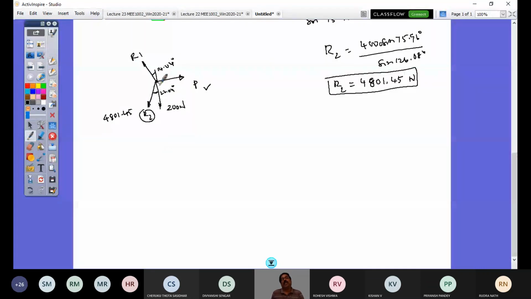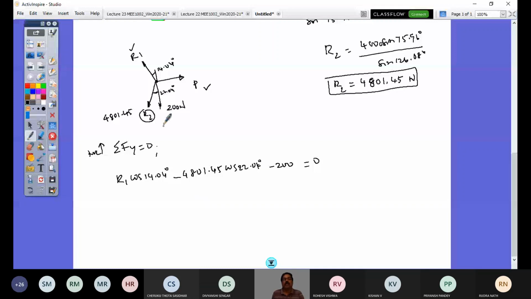Since P is horizontal, when I apply sigma Fy equal to 0, P will not come into the equation. I will be able to find what R1 is, right? So considering upward positive, R1 cos 14.04 minus 4801.45 cos 22.04 minus 200 is equal to 0. This component cos component, this component cos component, so these two are down and this is up.